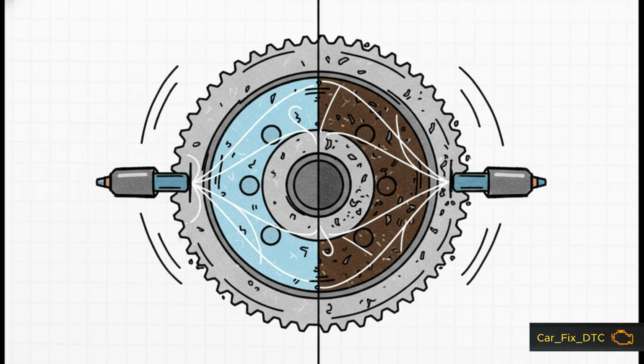Let's start with the absolute simplest thing, your transmission fluid. If the level is too low, that's a problem right there. But it's also about the condition of the fluid. If it's old, burnt, and full of tiny metal particles from just normal wear and tear, well, those little metal bits can mess with the sensor's magnetic signal, giving it bad readings and causing all sorts of trouble.